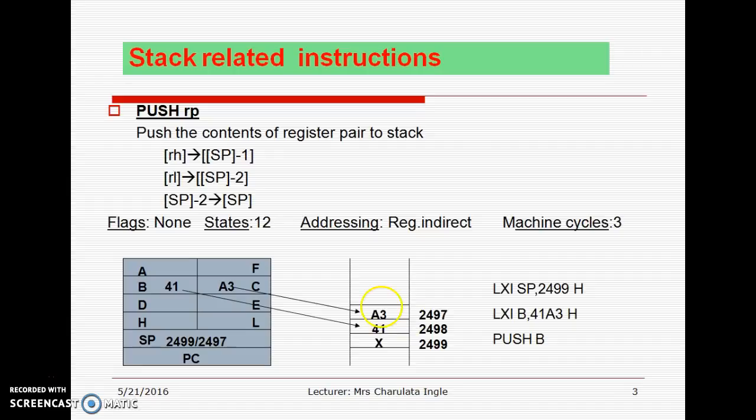Now after execution of this instruction, none of the flags is affected, and the T states required to execute this instruction are 12. As we can see, the data is indirectly given, so the addressing mode for this instruction is register indirect, and the machine cycles required to execute this operation are 3.